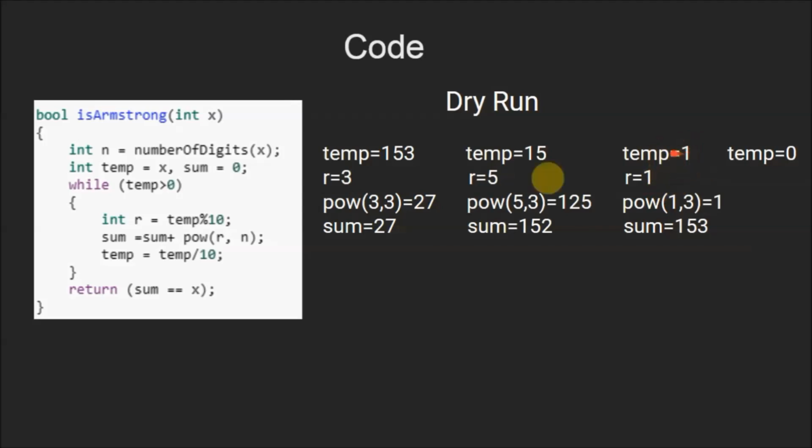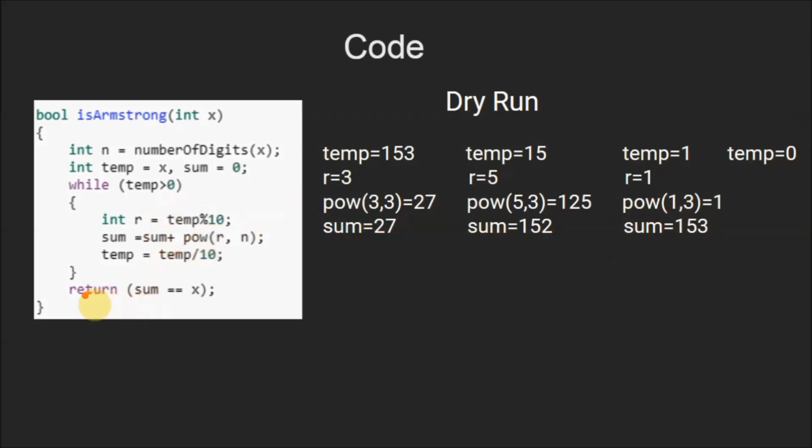As temp is greater than 0, r will be 1 mod 10, that is 1. Then power of 1 comma 3 will be calculated. This will come out to be 1. Then again the value of sum will become 152 plus 1. The value of sum will be 153 now. And the new value of temp will be 1 divided by 10. So this time the temp will become 0. As temp is not greater than 0, we will not enter this loop.